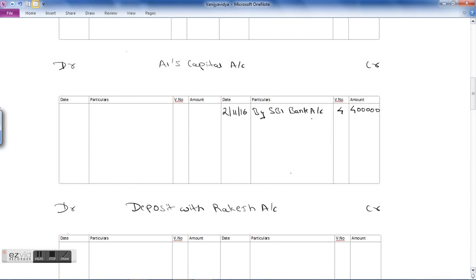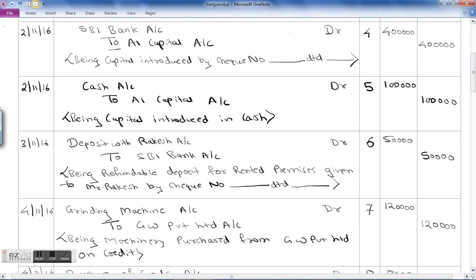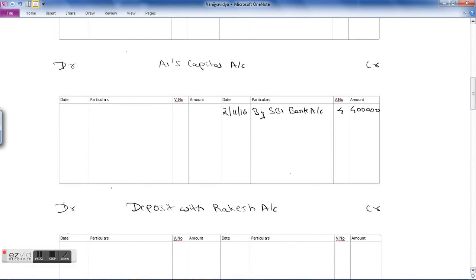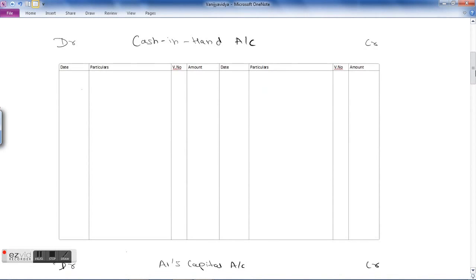Okay, entry number 5. 2nd 11/16 cash account to A1 capital account. We'll go to the cash account. Okay, cash in hand and cash account is same. So cash in hand, 2/11/2016 to A1's capital account. Okay, voucher number is 5.